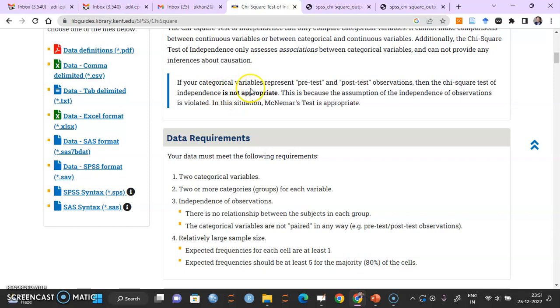If your categorical variables represent pre-test and post-test, that means they are dependent samples. In that condition, this test is not appropriate. You should do the chi-square test when your samples are not dependent, when they are mutually exclusive. However, when you have a pre-test, post-test situation, you can do McNemar's test.